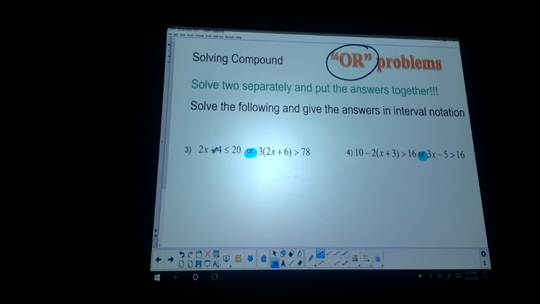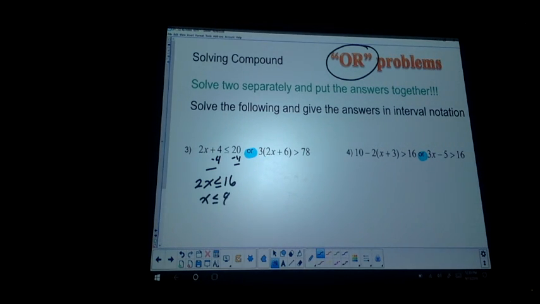We're going to solve each problem individually. And here I'll distribute.